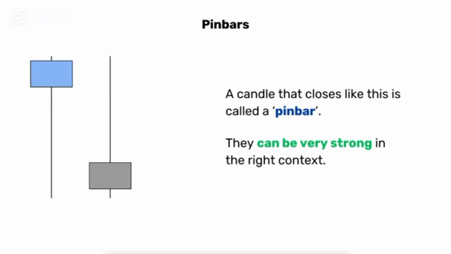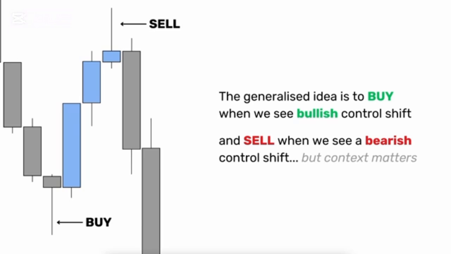The most important part about each of these candlesticks, including pin bars, as well as the engulfing that we showed you before, is that rather than looking at it as just a pattern, you want to consider what the market is actually telling you with that battle between buyers and sellers. This is where the valuable information can be found. So with pin bars or control shift candles, the generalized idea is to buy when we see a bullish control shift and sell when we see a bearish control shift. Context matters, and it will be covered very soon.